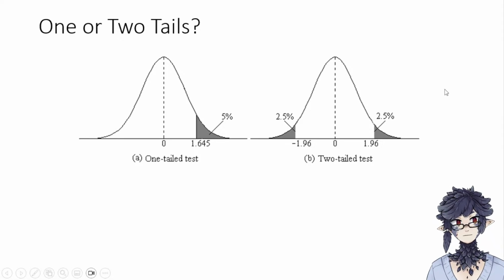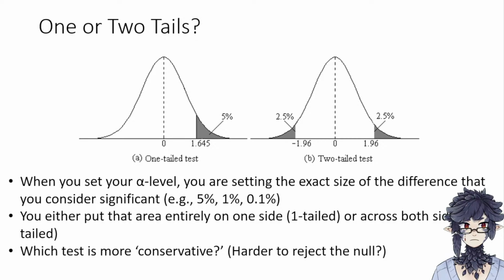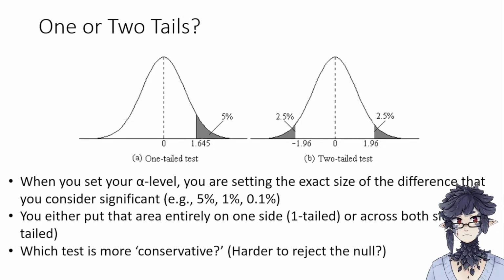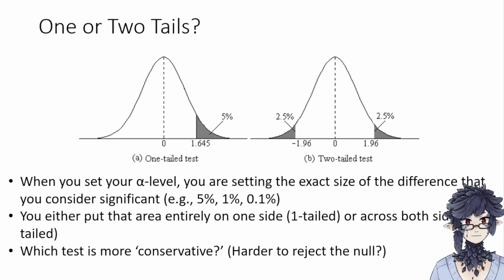Now, when you're setting your alpha level, so like alpha 0.05, 0.01, 0.001, you are determining the exact size of a difference that you consider significant.